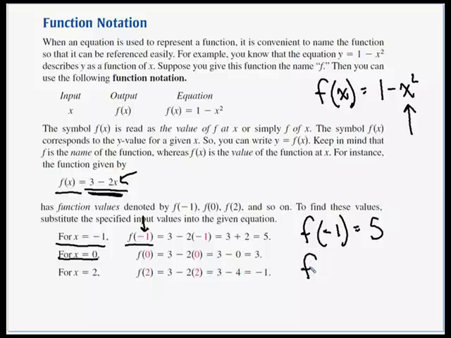For the second one, f of 0 was equal to 3. The input to the function was a 0, and the output, or the value of the function at 0, f of 0, is 3.